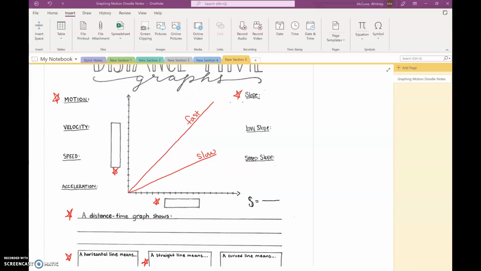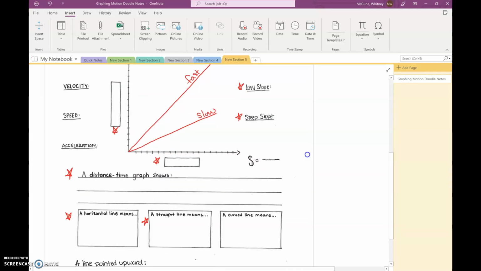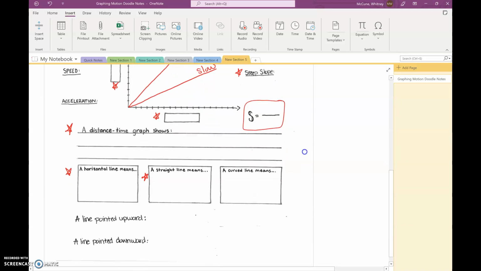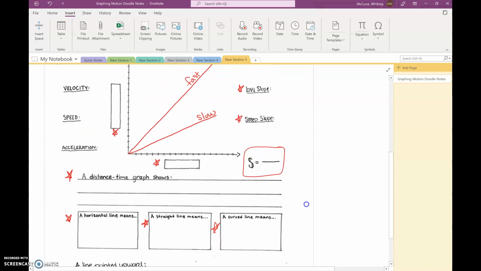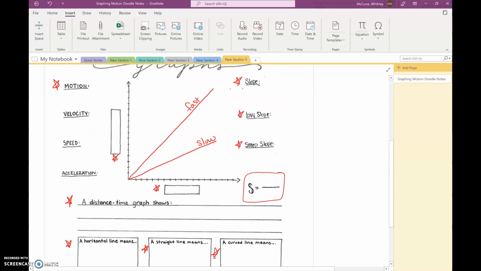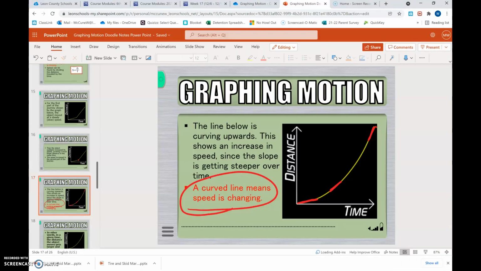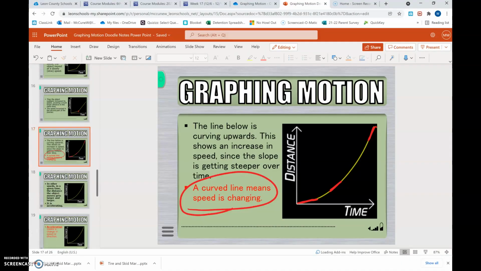Let's take a look back at our doodle notes. We should have written what a low and a steep slope mean. You should have filled out the speed equation. You should have filled out what curved line means. Let's continue.